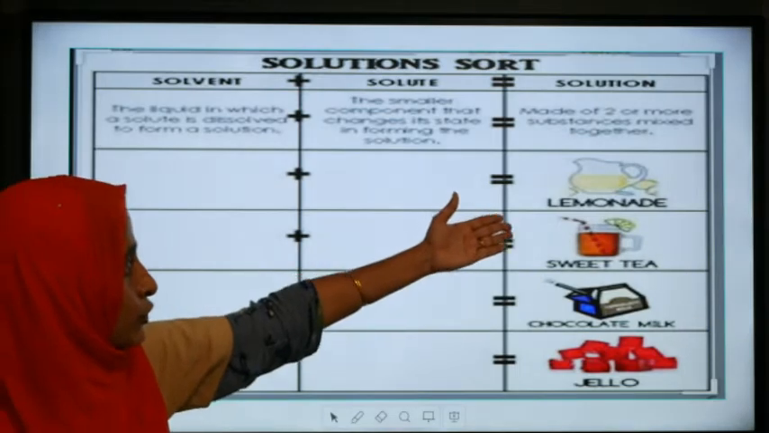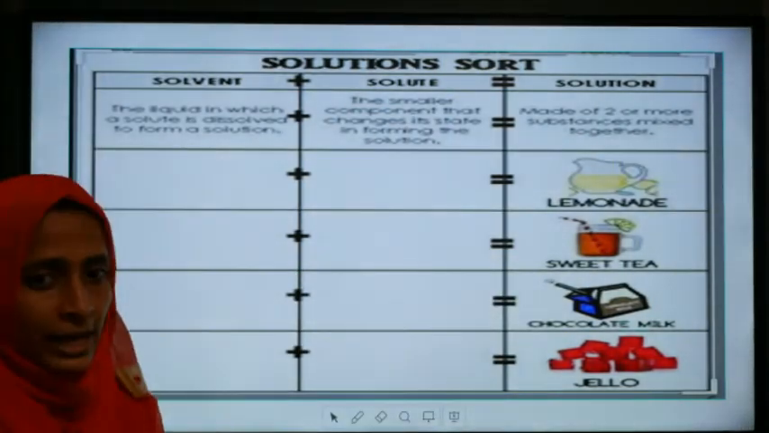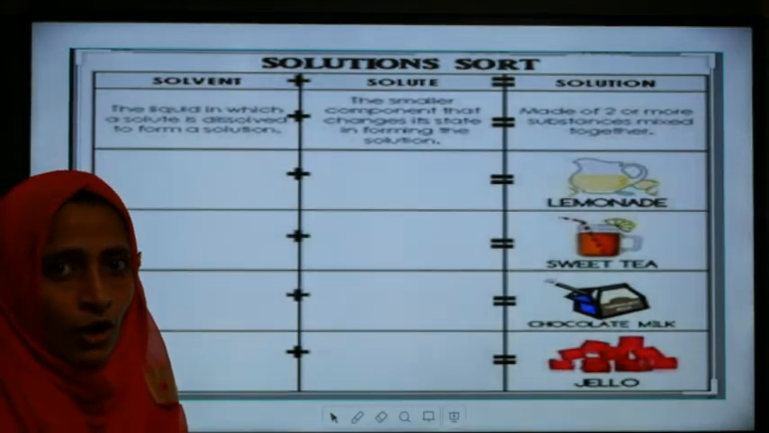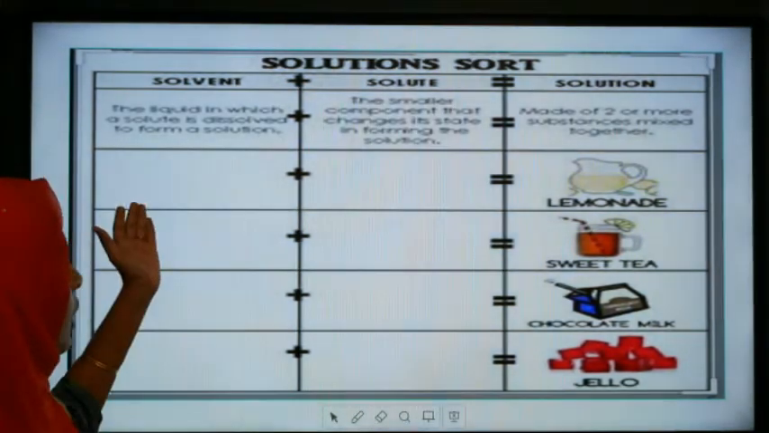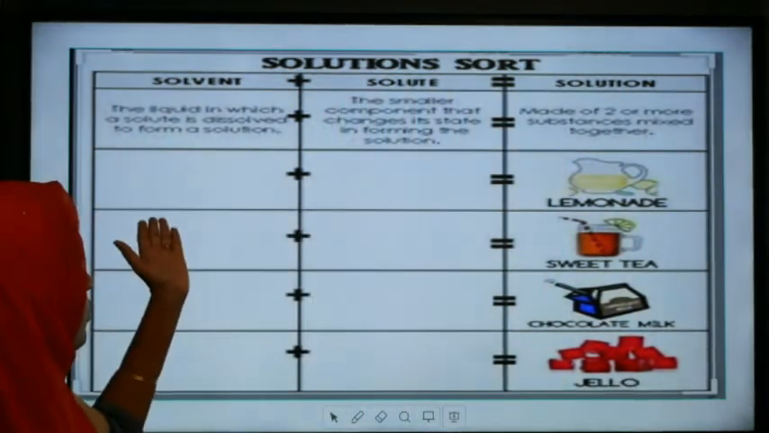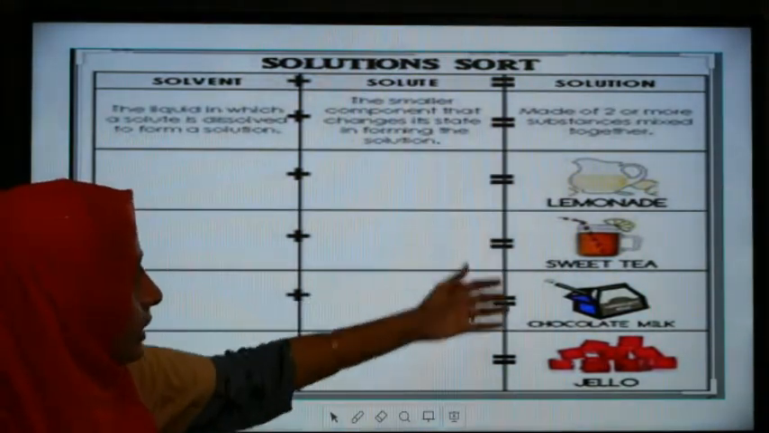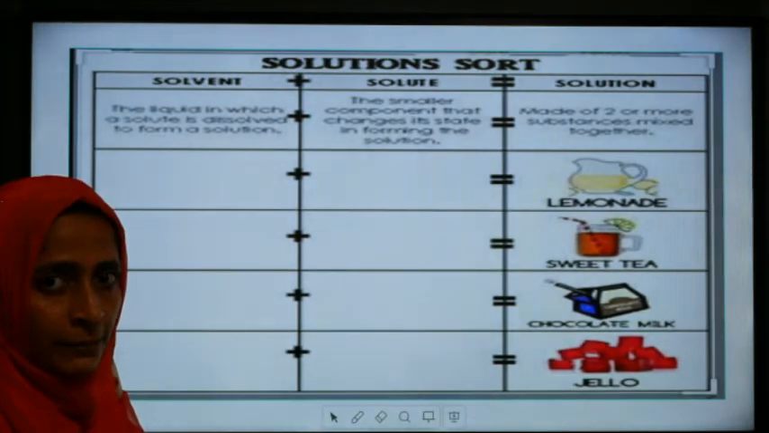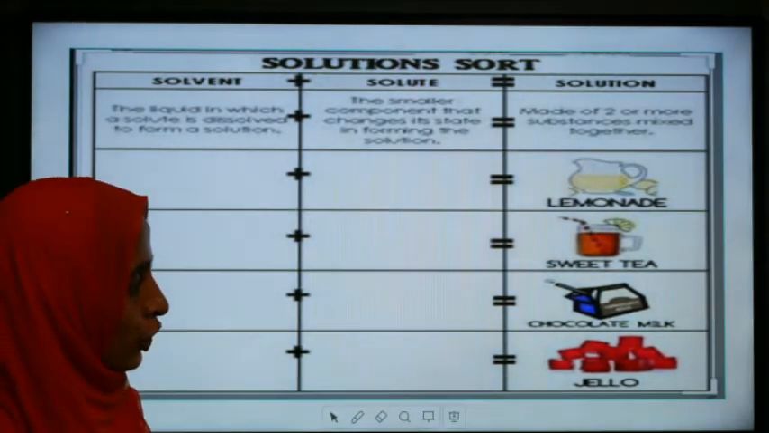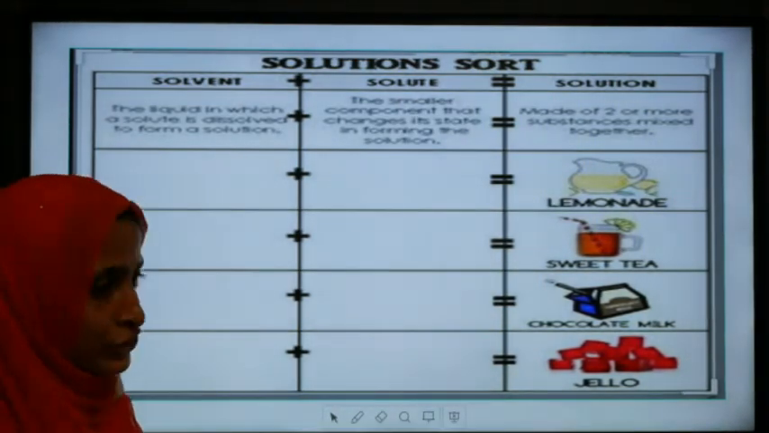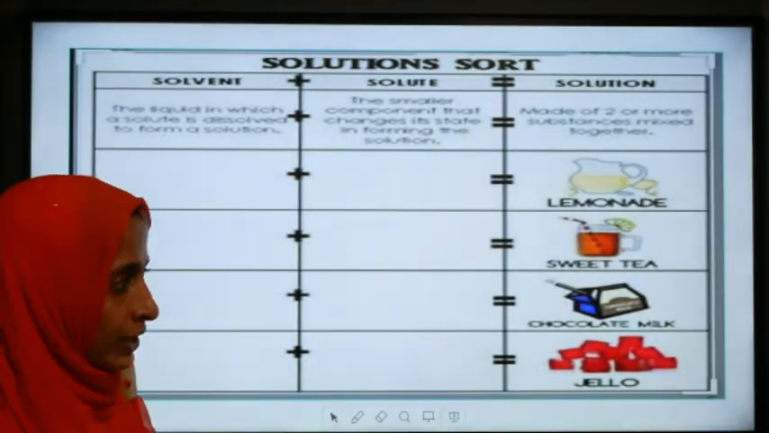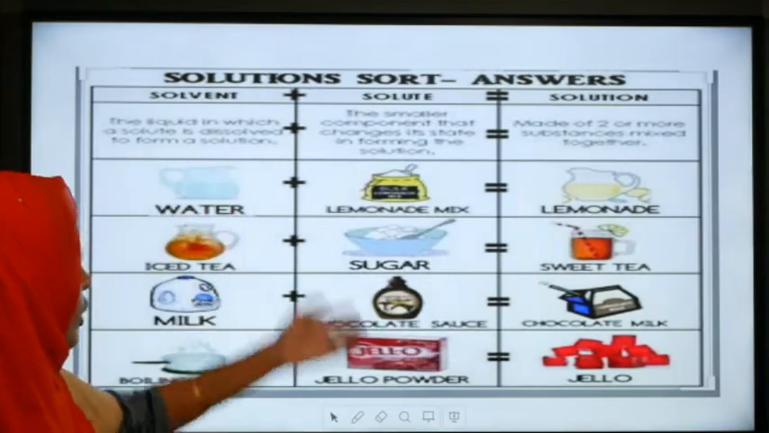See, here some solutions are given: lemonade, sweet tea, chocolate milk, jello. You have to identify the solvent and solute. What is the solute and solvent present in lemonade? What about sweet tea? Then chocolate milk, jello. Are you able to identify? Now you check it with your answer.